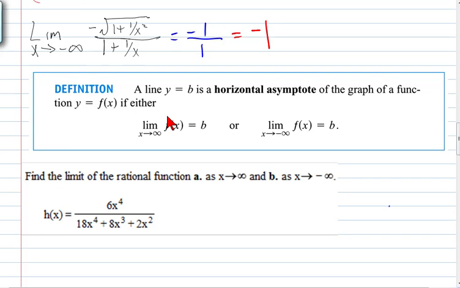All right. So a line y equals b is a horizontal asymptote of the graph of a function, either if the limit as x goes to infinity of the function is b, or the limit as x goes to negative infinity of the function is b. That's why I told you at the very, very beginning when I started this lecture, we're dealing with horizontal asymptotes.